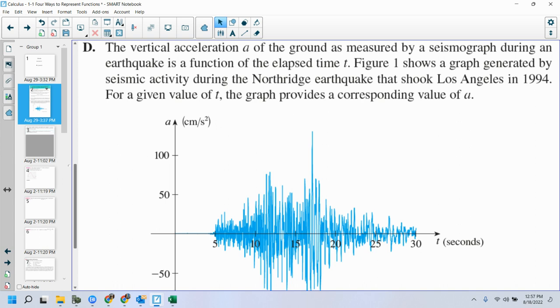Even something like this is the vertical acceleration A of the ground as measured by a seismograph, things that measure earthquakes, during an earthquake as a function of the elapsed time. Okay, think about it. At one given time, there is only one distinct acceleration, right? It's not like at any given moment I could have two different accelerations. That doesn't make sense. That is a function. We're going to be talking a lot about functions in this course.